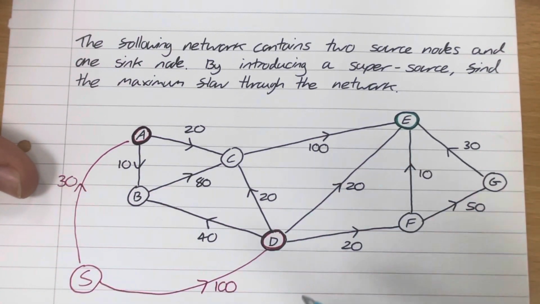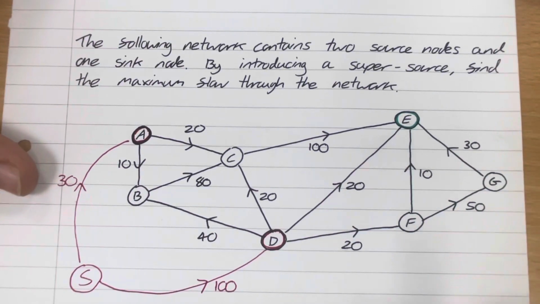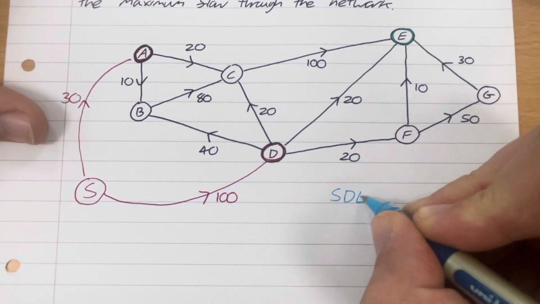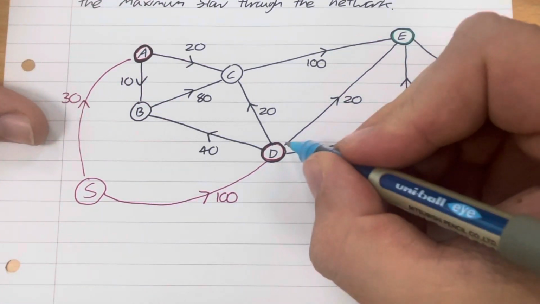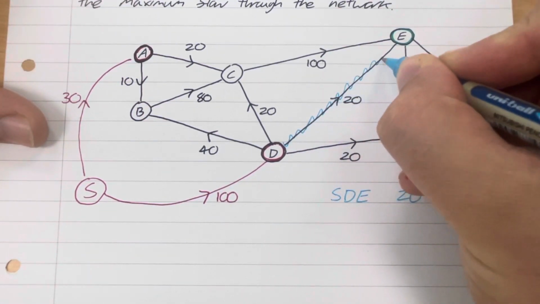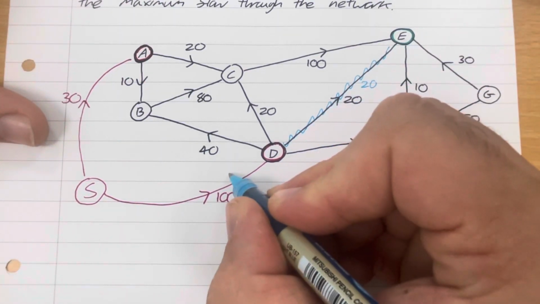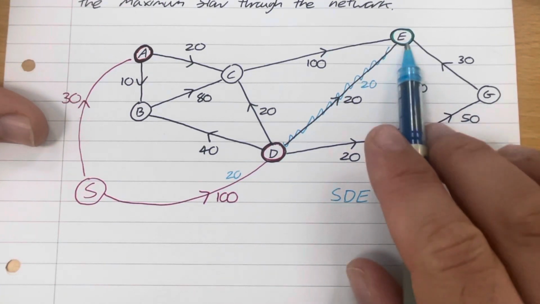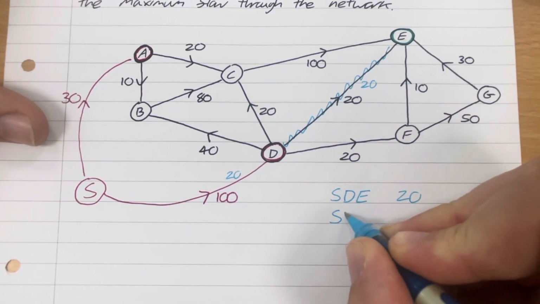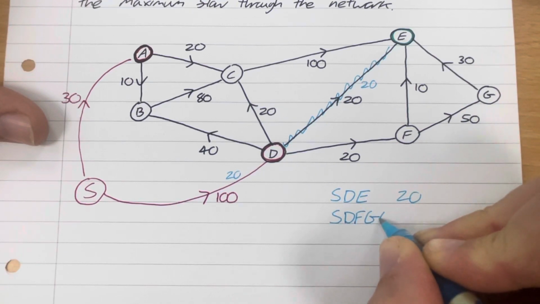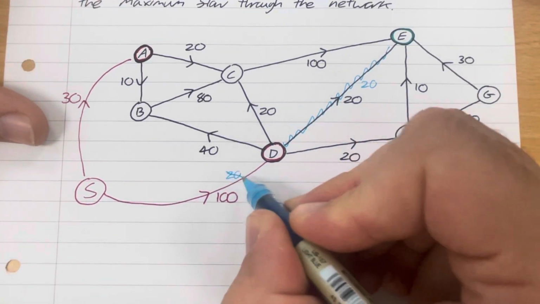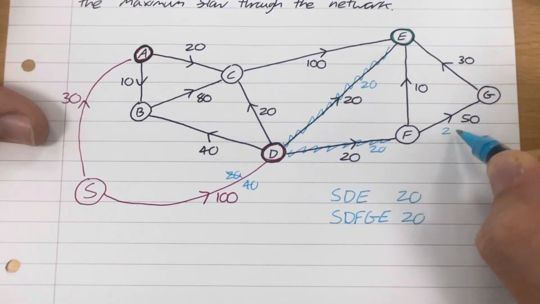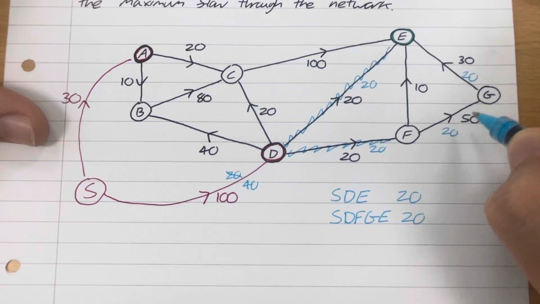So go through D. I'm just going to jot down the order in which I'm choosing my routes. So S, D, E, and I can push 20 through there. So that's going to saturate that pipe, and that's going to push that up to 20. I can push another 20 this way and going around past G. So that's going to be S, D, F, G, E. That's another 20 going through there. So that's now going to go up to 40. That's going to go up to 20, which saturates that pipe. That's going to go up to 20, and that's going to go up to 20.